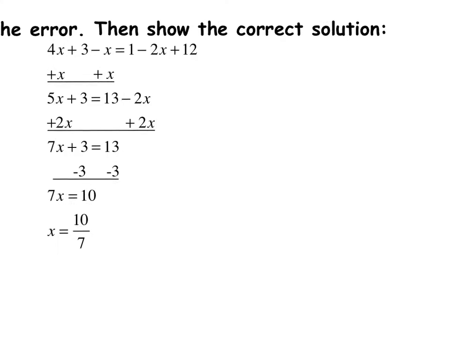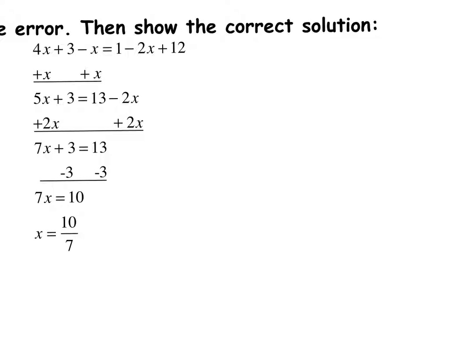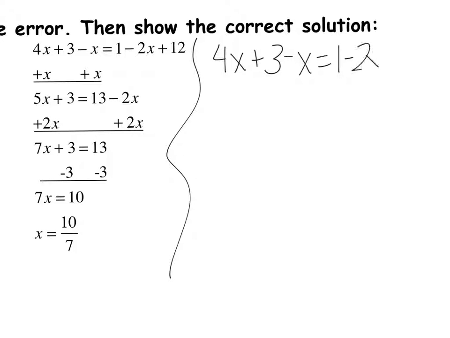In number 35, we want to find the error and then show the correct solution. It's always a good idea to try the equation on your own without looking at where somebody made a mistake, because usually people say that they didn't make a mistake. So I'm going to ignore what's going on over there, and I'm going to combine my like terms.